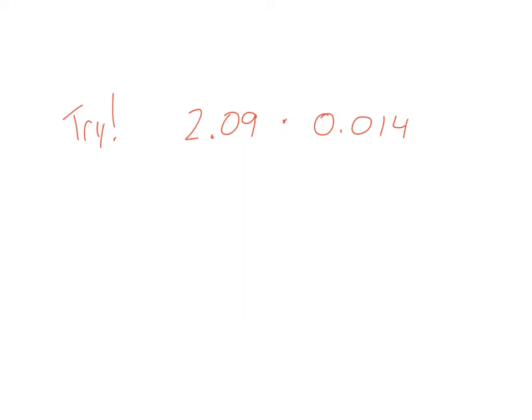Alright, so I want you to try this one, and I want you to play the video when you are done. Alright, so 2.09 times 0.014. Again, put the one with the most digits on top, 0.014, and then the 2.09, so 2.09. Remember, you don't have to have the decimals lined up when multiplying.